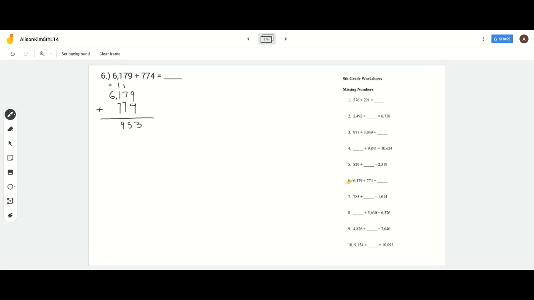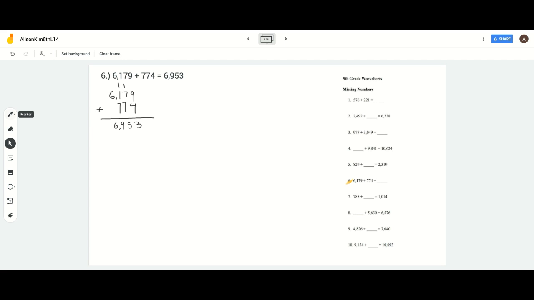And then we don't have anything to bring over right here, so it's just 6 plus 0, which is just 6. So we have a total of 6,953. Now, in order to check my answer, I could subtract by writing it out or by using a calculator.